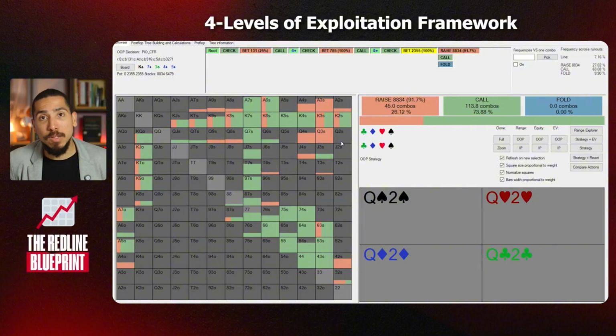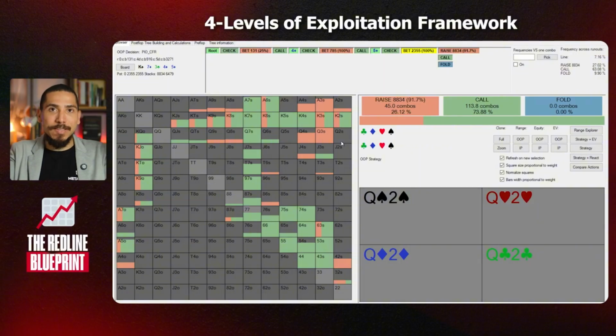Another example of a level 1 exploit is to think, oh, my opponent is very weak-tight. If I overbet here, he's going to fold. Therefore, I'm going to take this marginal bluffing hand and bluff it all the time because he overfolds. That's great. That's nice. That's correct. However, that's a level 1 exploit.